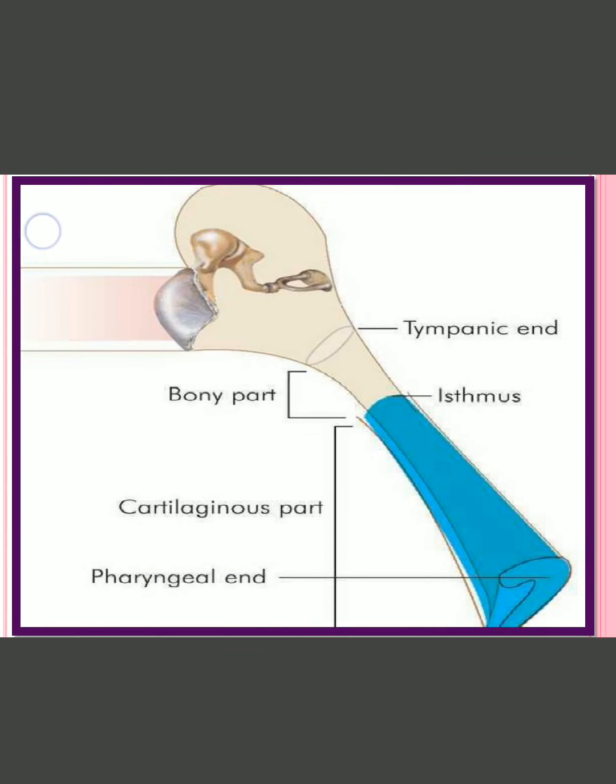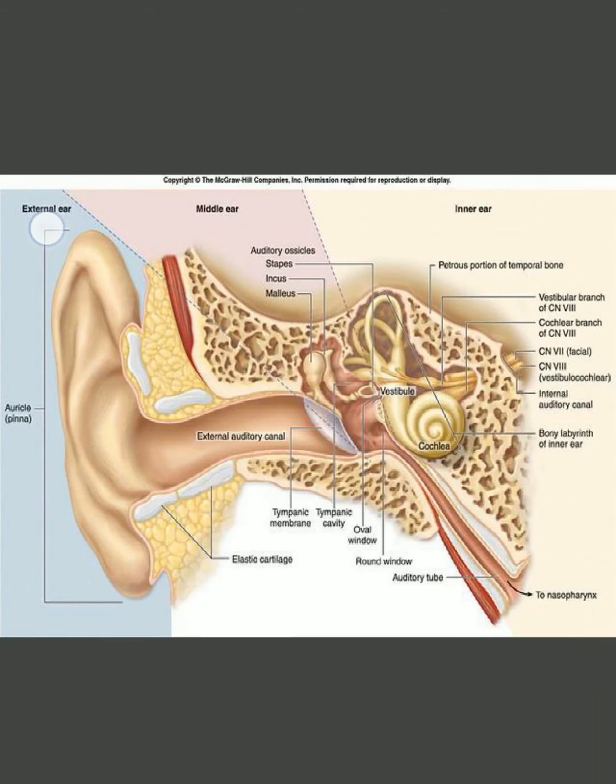This is an image that shows the auditory tube. As we said before, it is trumpet shaped, and that is what is shown here. This is the bony portion which is 1/3 and this is the cartilaginous portion which is 2/3. Same, you can see the auditory tube, you can see the bony portion and this is the cartilaginous portion of the auditory tube connecting the middle ear cavity to the nasopharynx.